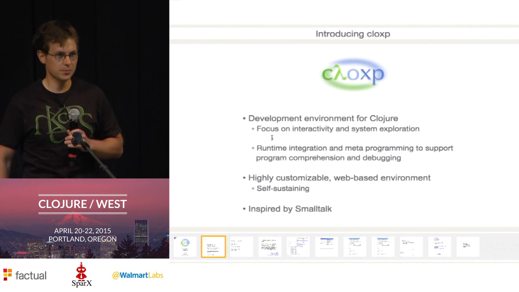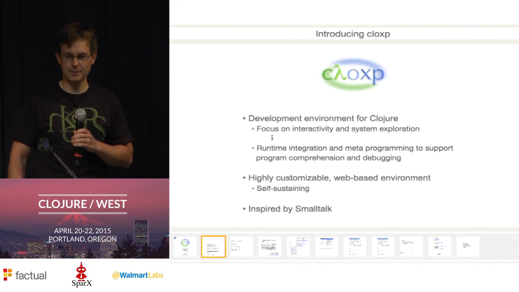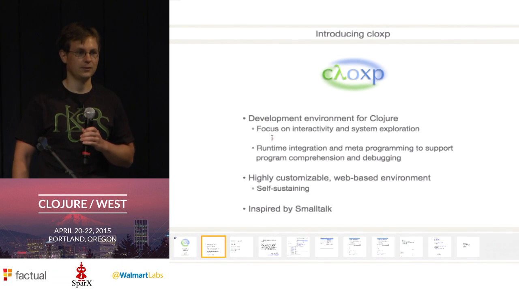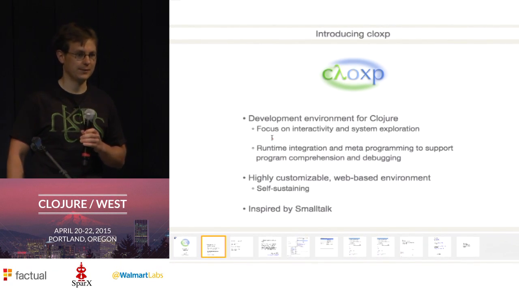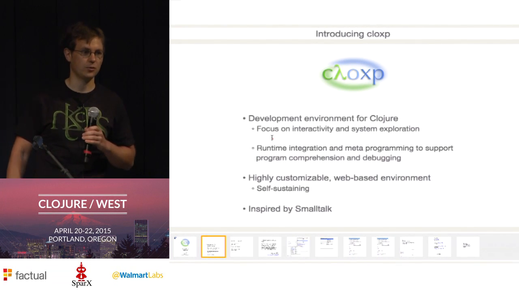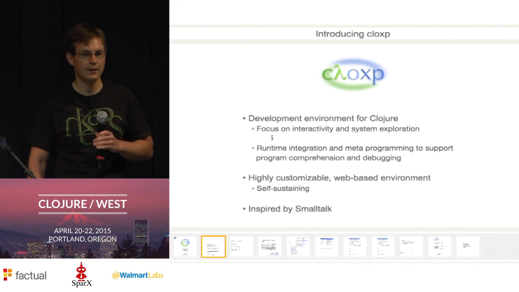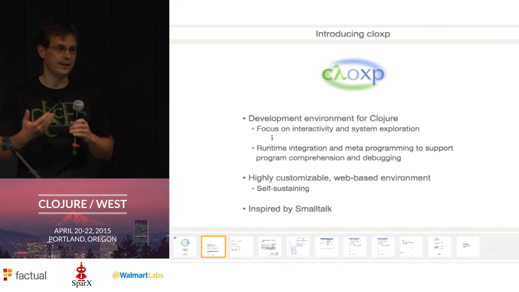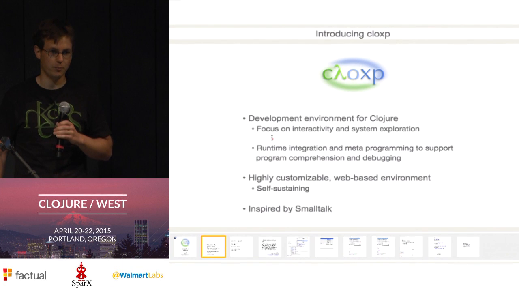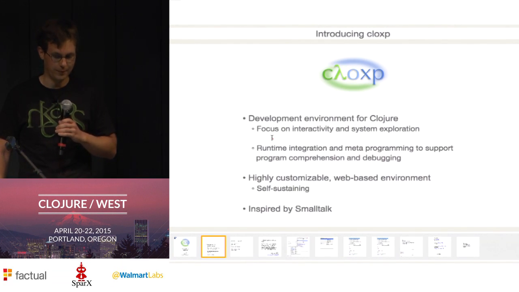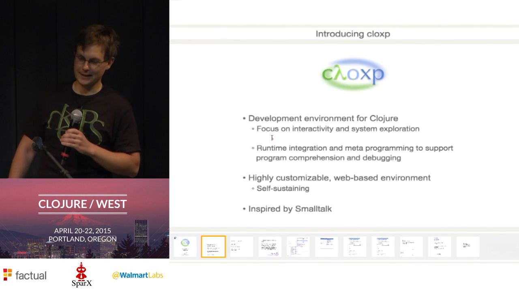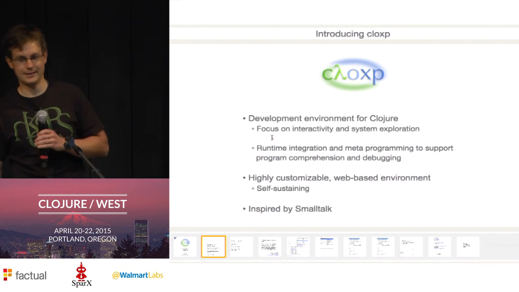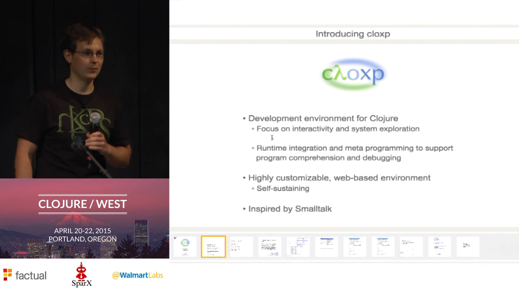It is called Cloxp, and it is basically focused on allowing a development style that tries to use the features of the Clojure language, the way it represents its internal data structures, in a way that allows you to do really interactive and exploratory programming. So you might ask why we would need another development tool. There are already quite a number out there.